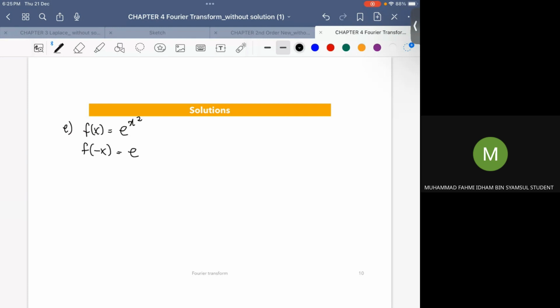So here we have negative x squared. From here, the negative square will cancel out, so this one is equal to x squared. And f(x) equal to exponent x squared is just represented like this. So this is equal to f(x). Since f(-x) equal to f(x), this is the even function.